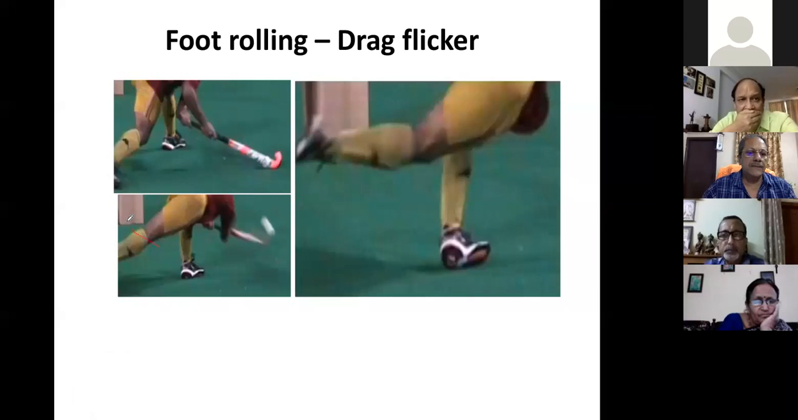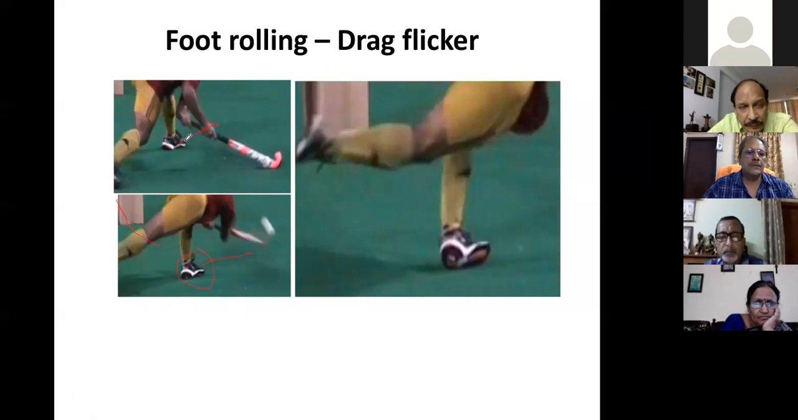This is the direction of the goalpost. Now, you find that once he starts to drag the ball, here you can see his toe is pointing away from the goal. That is towards the T point. It's not facing towards the goal.